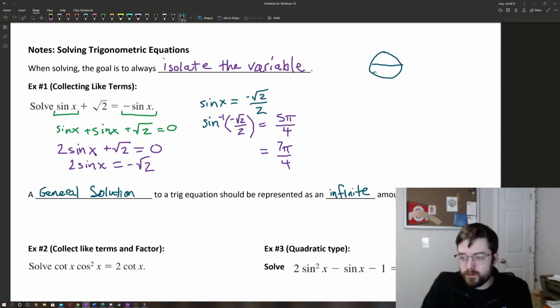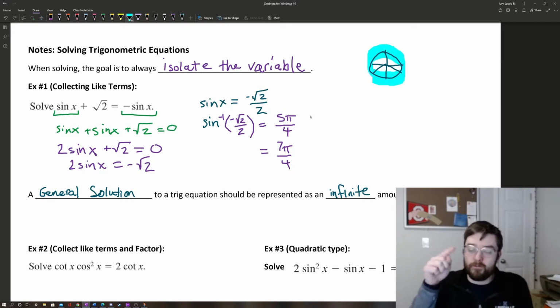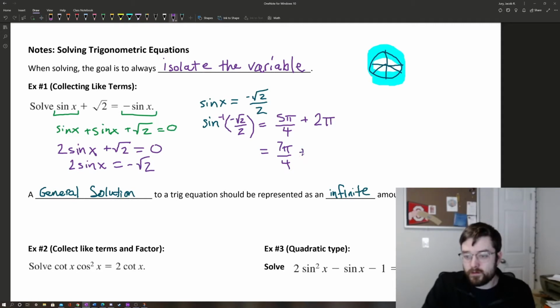So if we just look at their locations in the third and fourth quadrant, I draw a poor unit circle right here. We know we can rotate around a full circle. So we can rotate a full circle more and get another angle that satisfies this equation. So we can add on 2 pi to both of these.